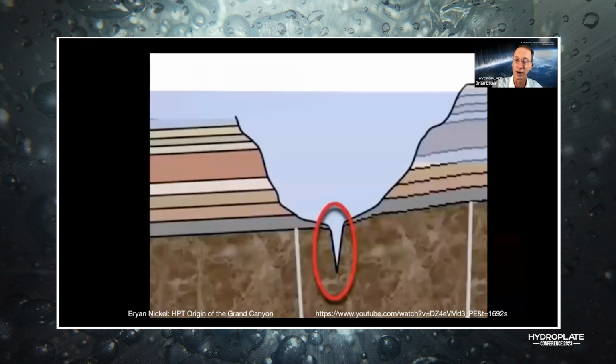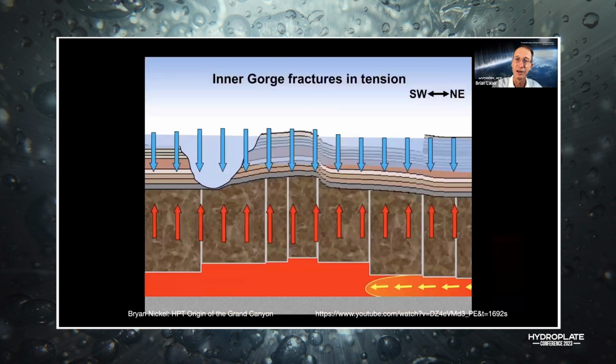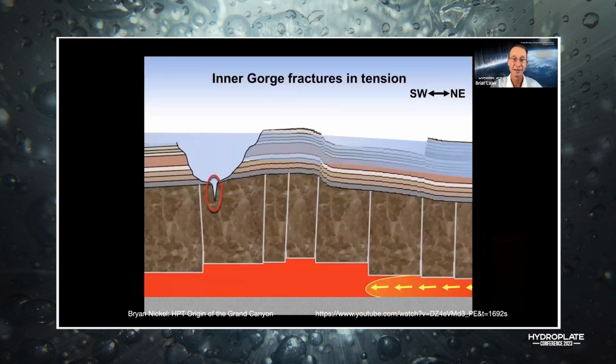And thank you, Brian Nickel, for all these graphics. It didn't. It cracked. The basement rock cracked because there was nothing pushing on it. And so that's how you get the inner gorge. And again, it was just a tension crack. Notice the faults, notice the layers of sediment.